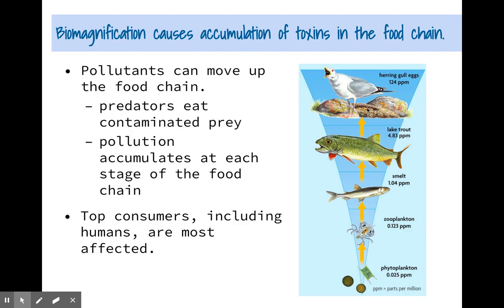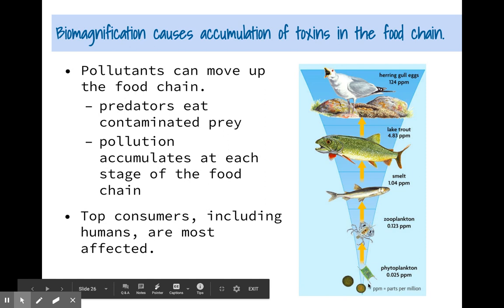So we had to see why was this occurring? Why were the egg shells so thin? So scientists then did some research and found that it was bioaccumulation. Basically, the toxins that were being emitted in the water had a higher effect on the top organism.